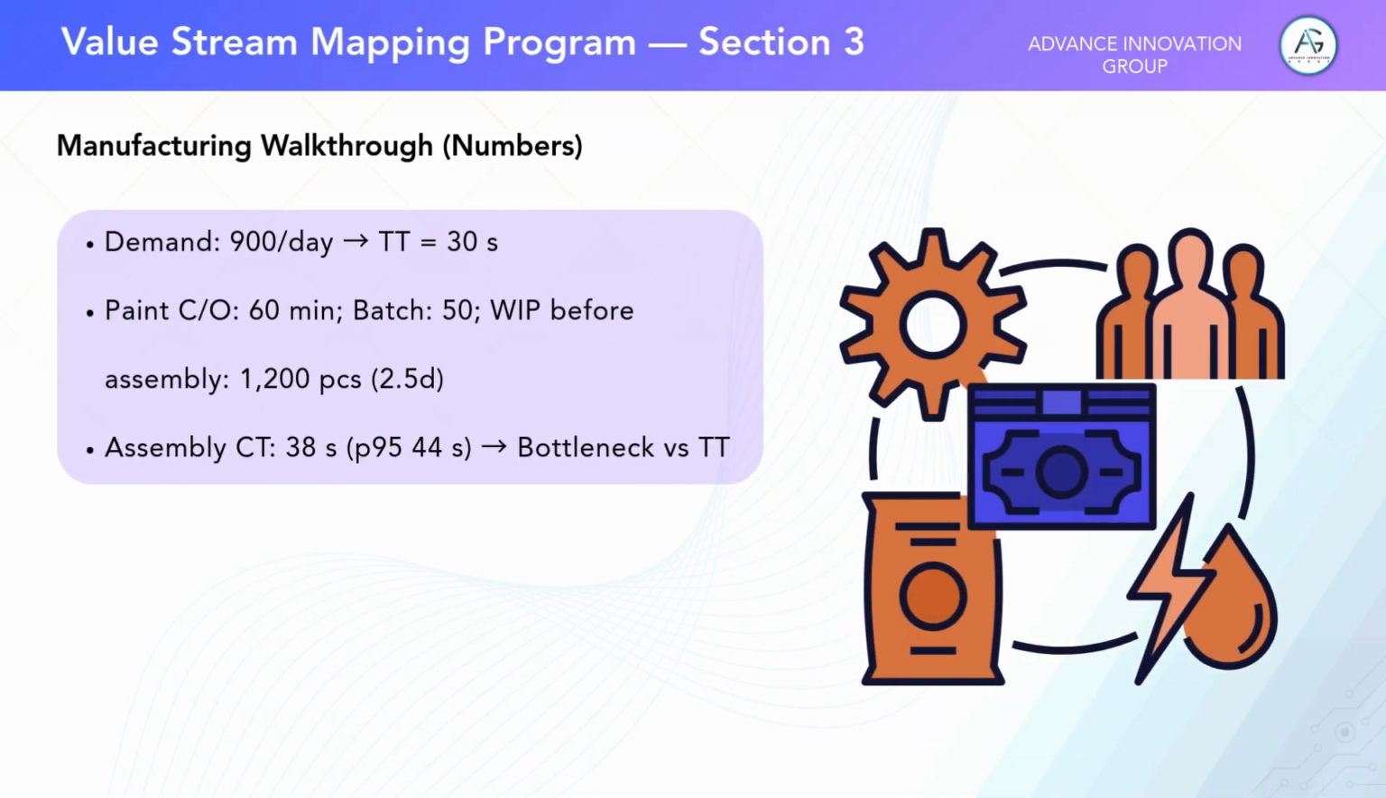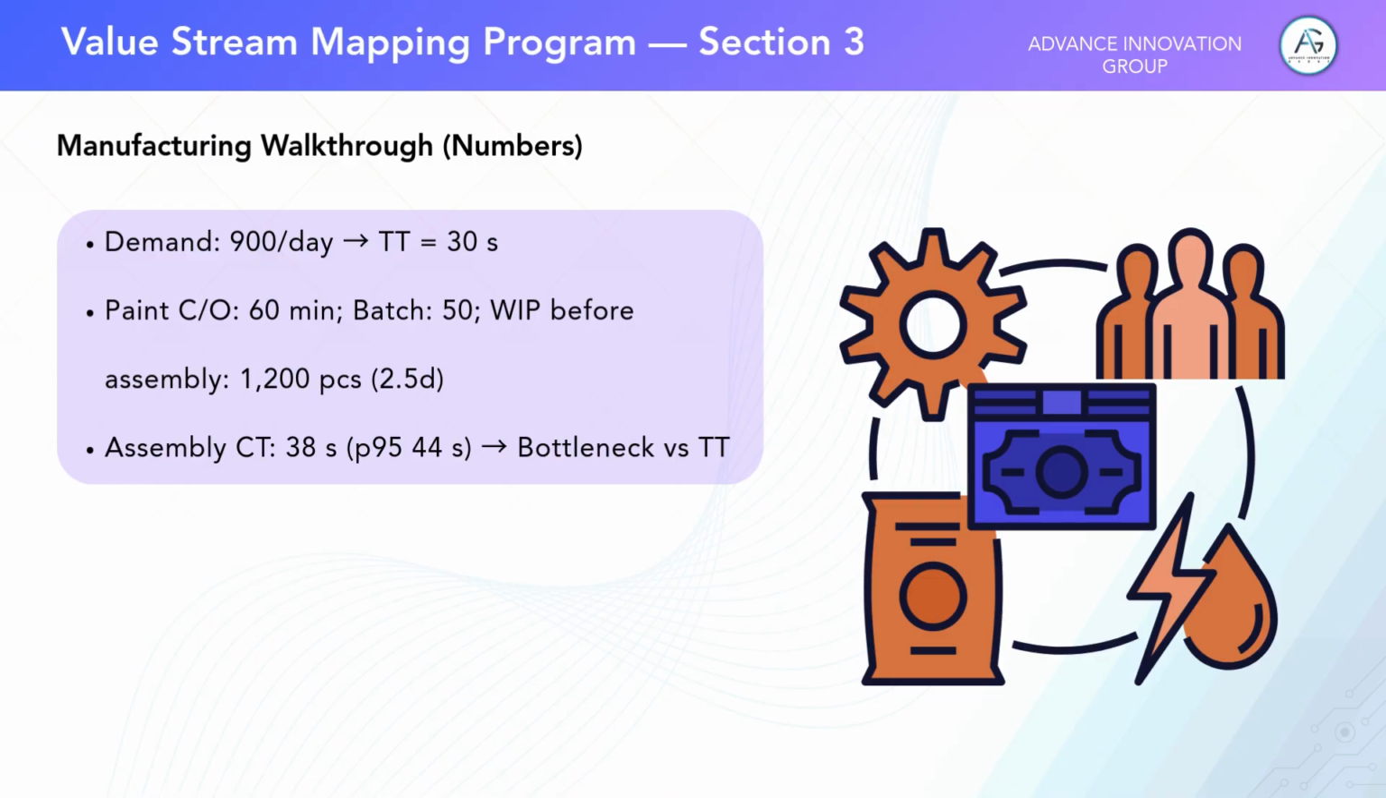This slide shows a numerical walkthrough of a manufacturing process using real VSM data. Here, the demand is 900 units per day, giving a takt time of 30 seconds. That's how fast each product should move to meet customer demand. The paint process has a changeover time of 60 minutes with a batch size of 50. Before assembly, there's a VIP of 1,200 pieces, representing 2.5 days of inventory. In assembly, the cycle time is 38 seconds, and the 95th percentile P95 goes up to 40 seconds, making it a bottleneck compared to the takt time.